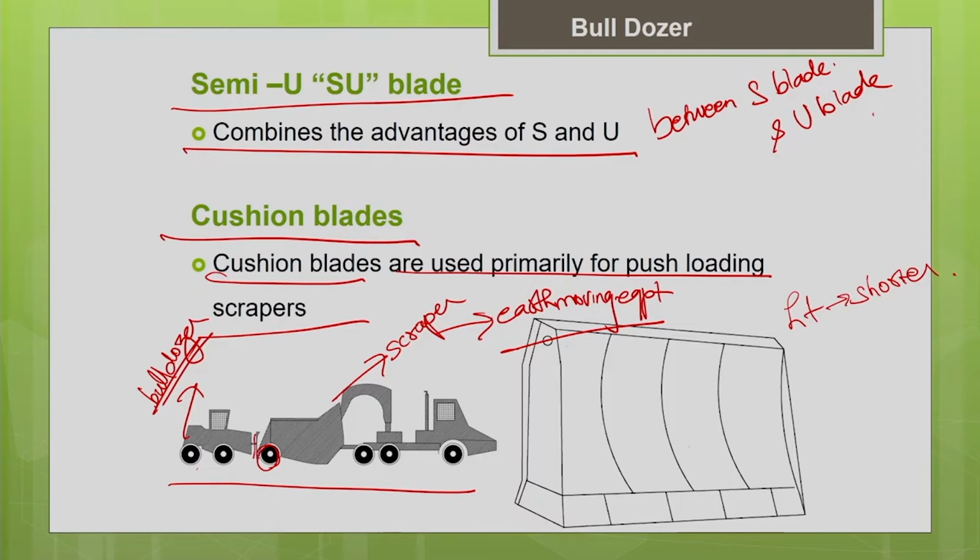So, we have discussed different types of blades so far: straight blade, U blade, angle blade, cushion blade and SU blade. Straight blade, as I told you, is for harder terrain, because its cutting ratio and load ratio are high. But the problem with a straight blade is end spillage. When you push the earth, material spills at both ends of the blade. That will reduce the productivity of the bulldozer.